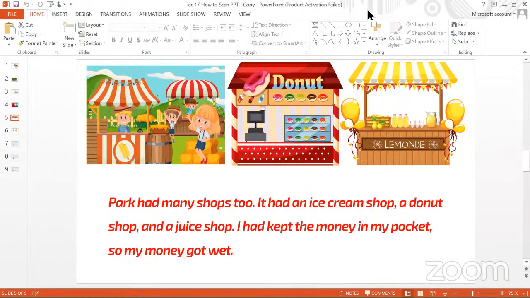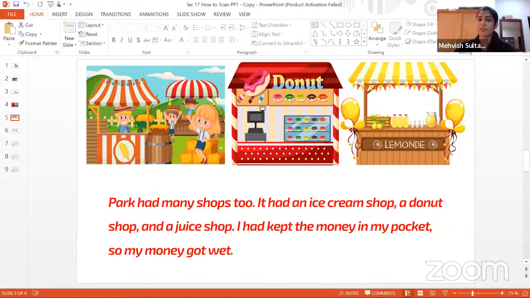Park had many shops too. It had an ice cream shop, a donut shop, and a juice shop. I had kept the money in my pocket, so my money got wet.